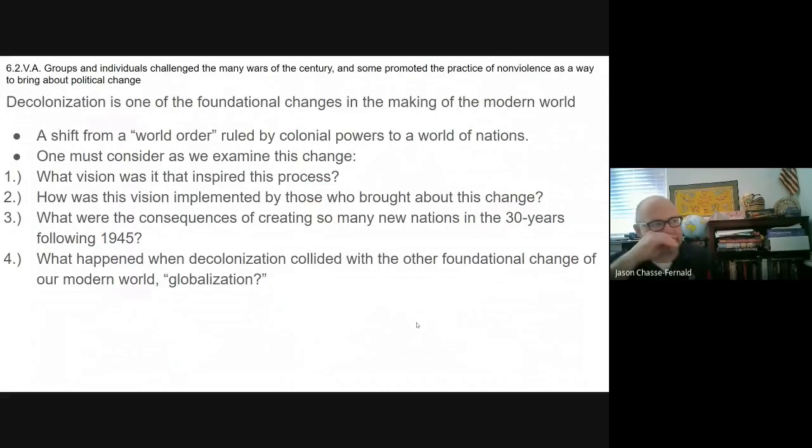All right, so today let's start this and let's look at decolonization. And of course, this is one of the most fundamental changes that occur in the world in the second half of the 20th century. How do you understand the modern world without understanding this process, right? So you have a complete transition, a shift from a world order ruled by colonial powers to a world of independent sovereign nations.